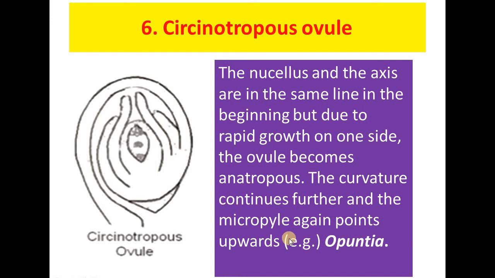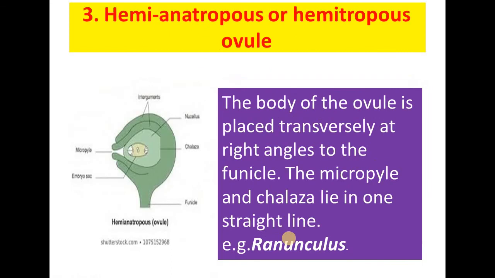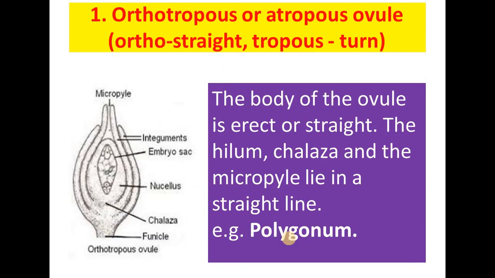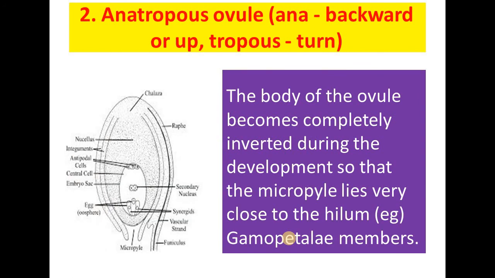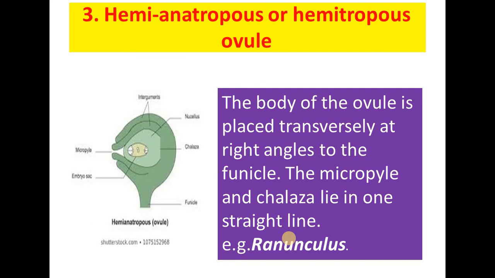So we have to remember about all these 6 types. The first was orthotropous, in which the micropyle, chalaza, hilum, and funicle are all in the same straight line. The second type was anatropous ovule, in which a 180-degree turn will be there, and a totally inverted ovule will be there. In the third, half inverted, that means a 90-degree turn will be there, and the ovule will be present at the right angle of the funicle.